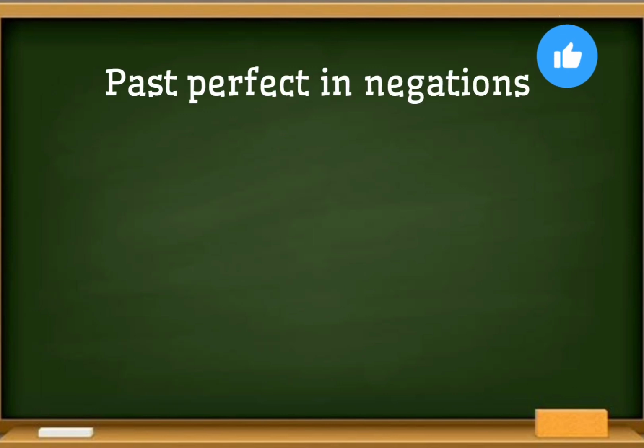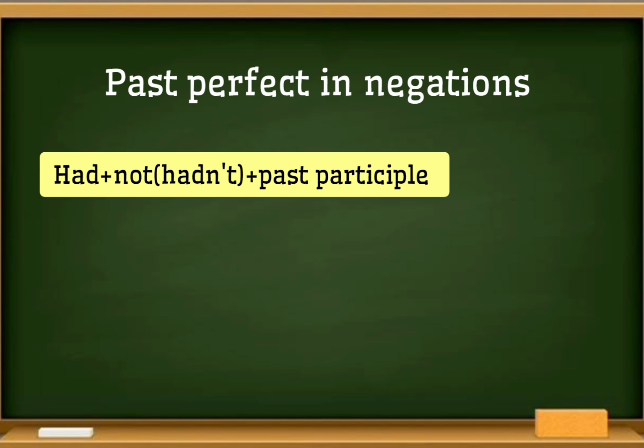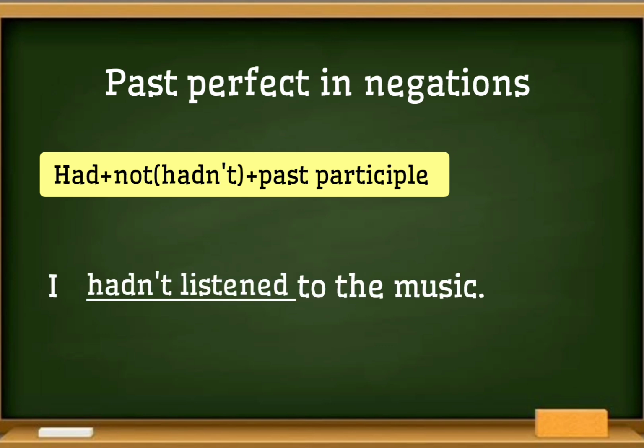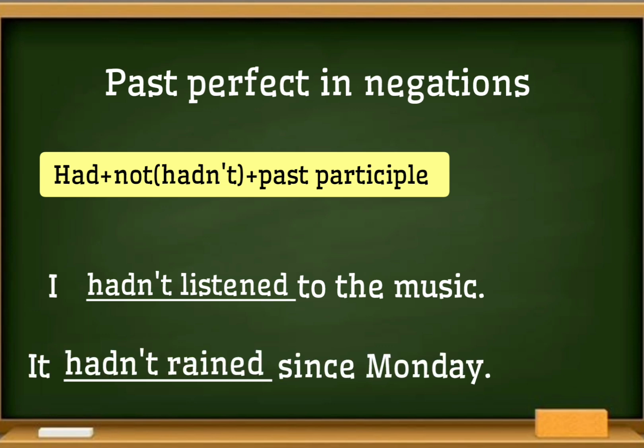Now, how to form past perfect in negations. Again, for that we need "had", then we have to add "not", contracted into "hadn't", plus the past participle. For example, I hadn't listened to the music. It hadn't rained since Monday.